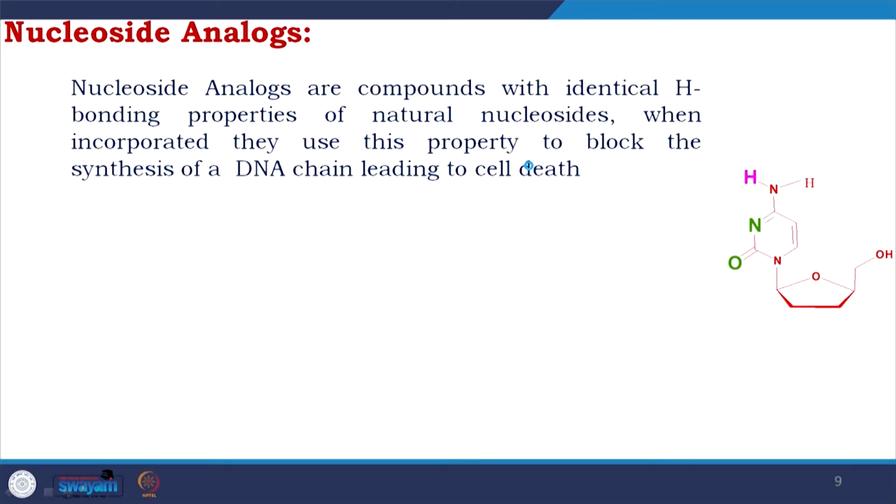Nucleoside analogues are compounds with identical hydrogen bonding properties, as you have already seen in the picture where I put the GC hydrogen bonded pattern and then brought the dideoxy one. Nucleoside analogues are compounds with identical hydrogen bonding properties of natural nucleosides. When incorporated, they use this property to block the synthesis of a DNA chain, leading to cell death.